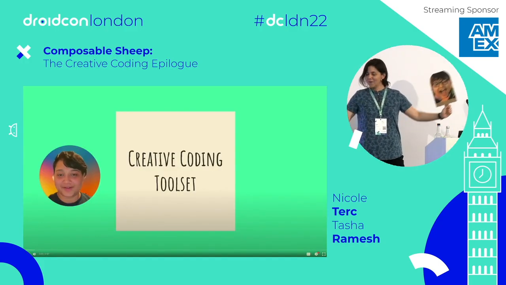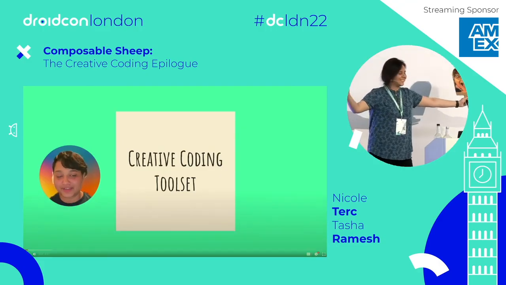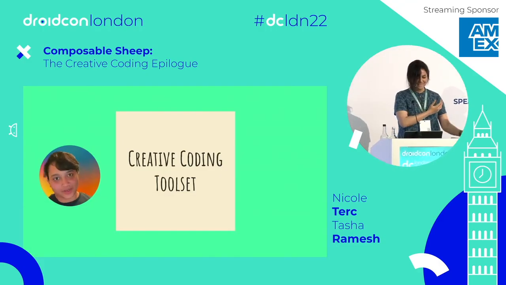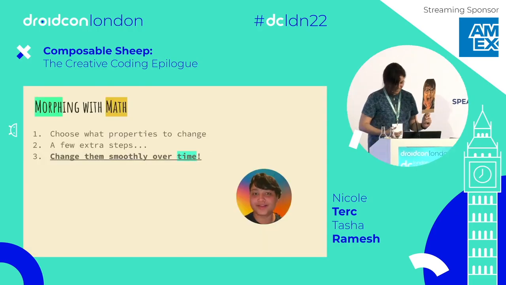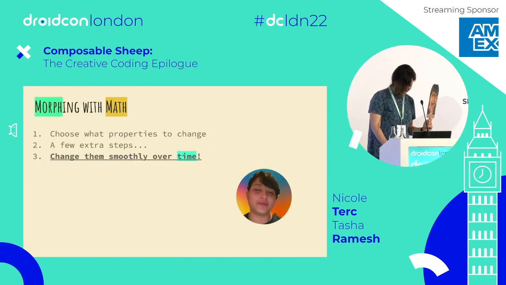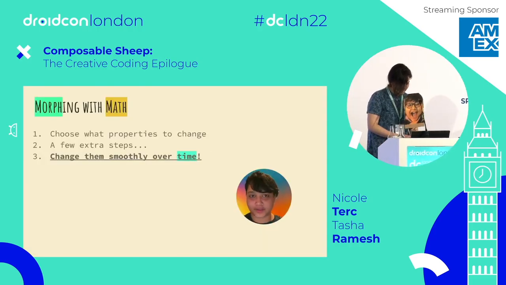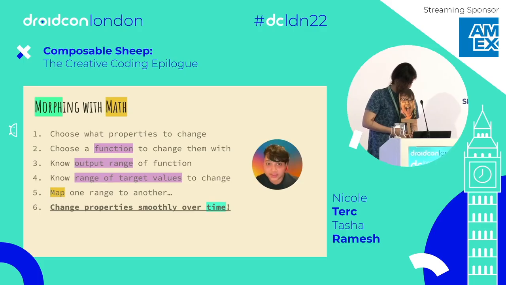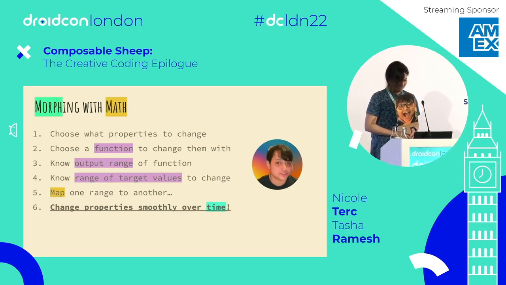Thanks, Nicole. So in order to work with functions and time and have those change visual properties, I'm going to walk through a few ideas that we'll end up coming back to. So let's expand upon the extra steps of how we get these visual properties to change over time with functions. So we'd want to choose a function that would shape the kind of change that we're looking for, and then we'd want to know the output range of that function.